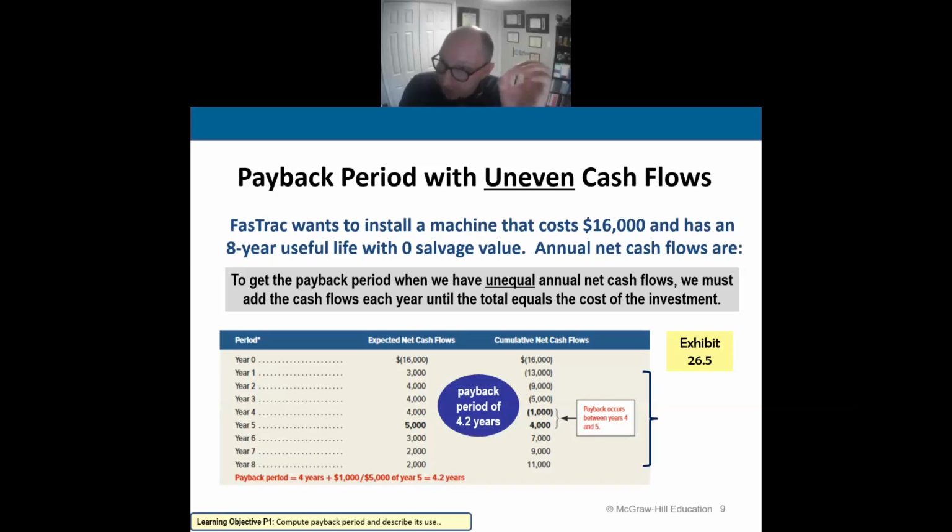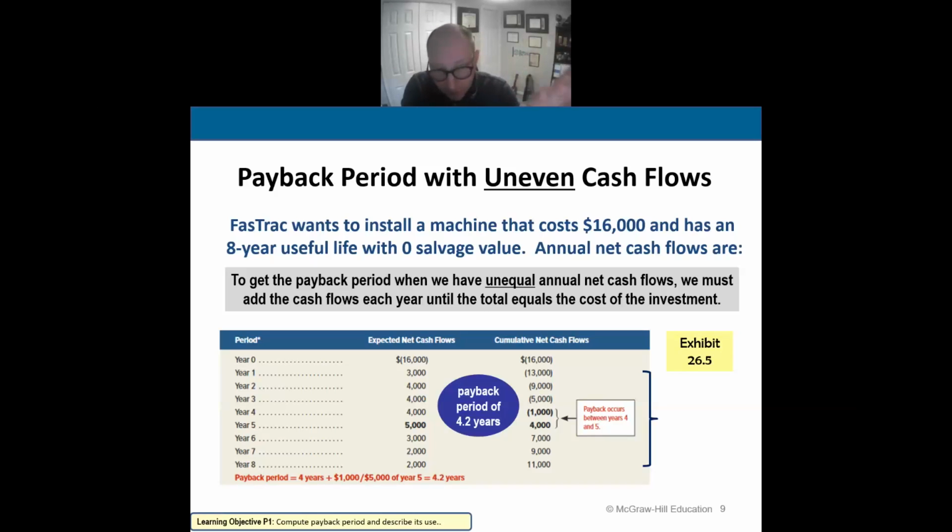Okay, so we're getting closer to 0, right? We're getting closer to 0. That's good. It means we're getting closer to break even. Year 5, we made another 5,000, which means we're now at a positive 4 for the net cash flow. Okay, we broke even. Now where did we break even? We broke even between years 4 and 5. Where exactly between years 4 and 5 did we break even?